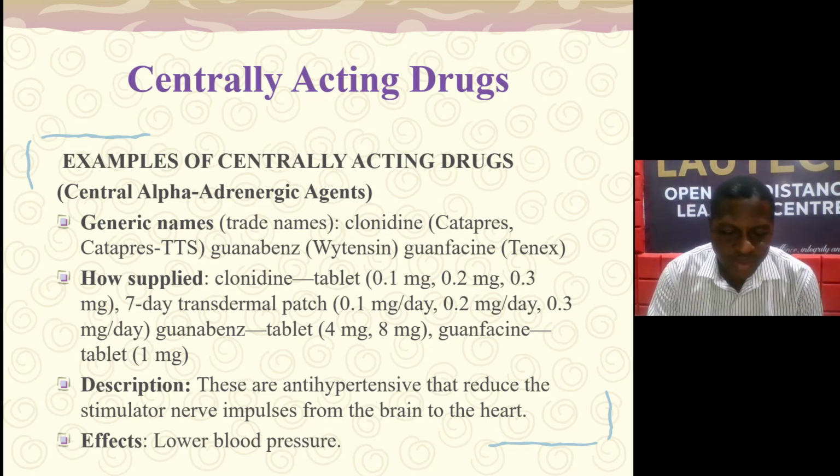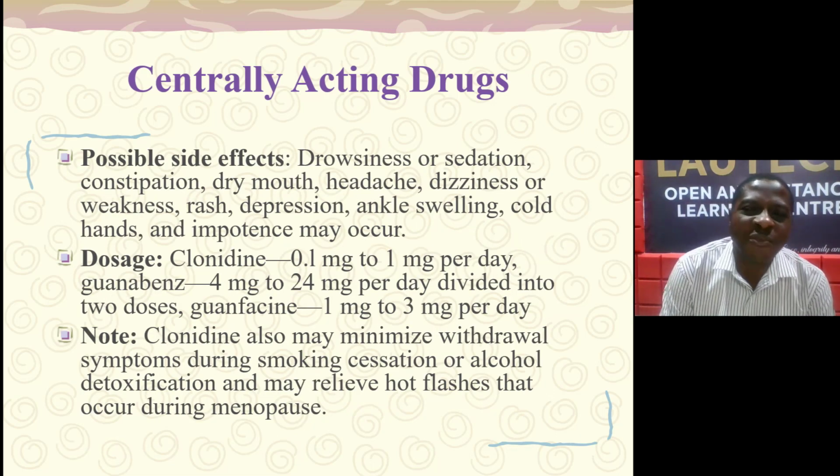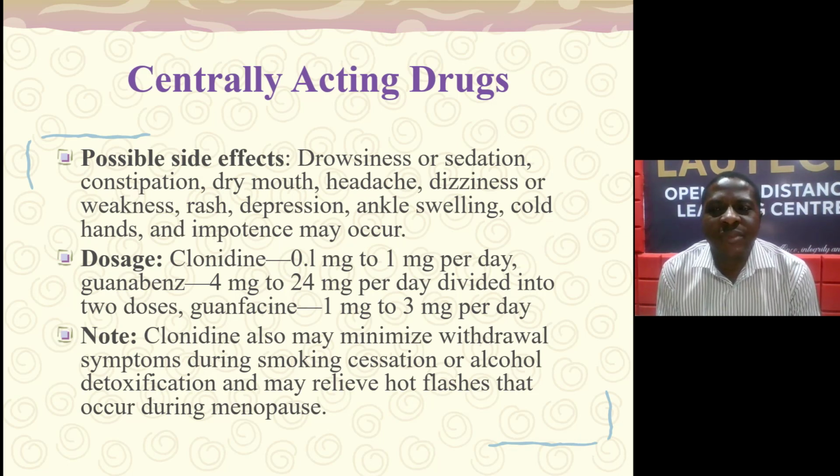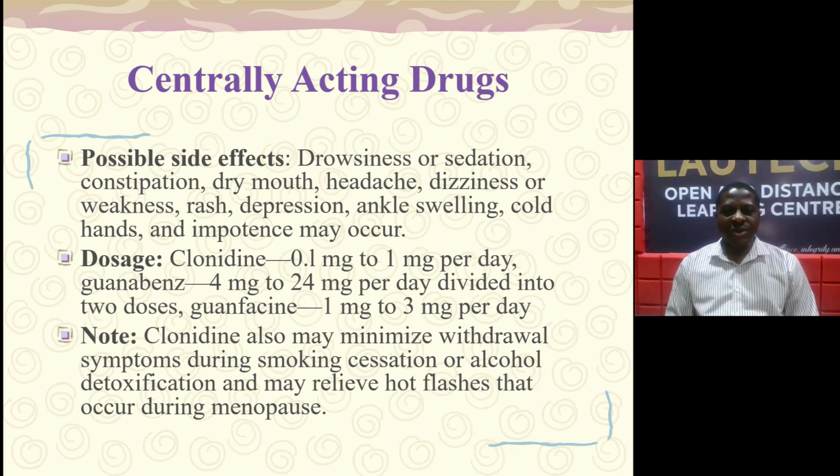The description is that these are antihypertensives that reduce the stimulatory nerve impulses from the brain to the heart. The effect is that they lower blood pressure. Possible side effects of these centrally acting drugs are drowsiness or sedation, constipation, dry mouth, headache, dizziness, weakness, rash, depression, ankle swelling, cold hands, and impotence. The dosage: clonidine is 0.1 milligram to 1 milligram per day. Guanabenz is 4 milligram to 24 milligram per day, divided into two doses. Guanfacine is 1 milligram to 3 milligram per day.